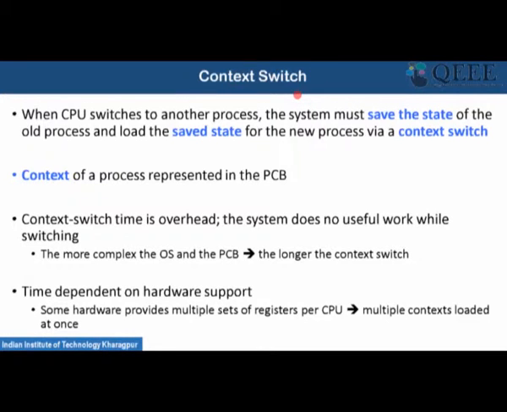Whenever you are switching from one process to another and the previous process is not yet completed, the system can save the state of the process, because after some time you will switch back to the old process and start executing it. So that means you have to save the state of the process.